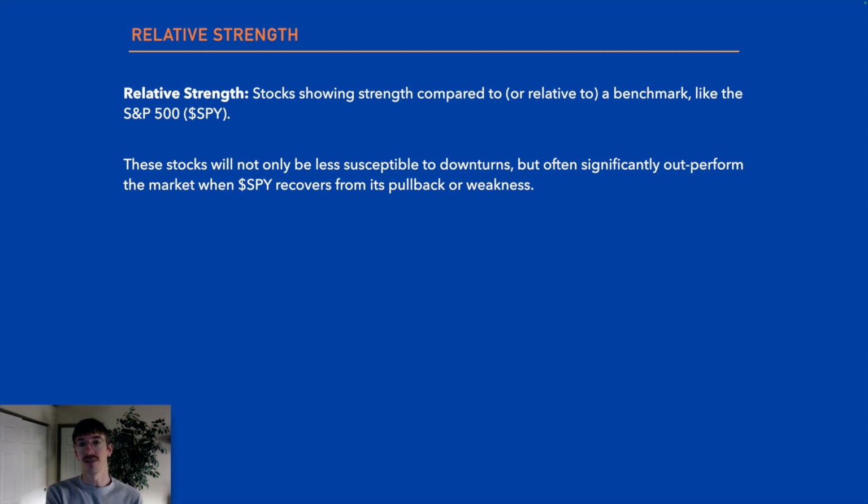We want to find and invest in the stocks that have relative strength because they're not only going to be less susceptible to the downturns in the market, but they're often going to lead the market higher and outperform the market when the S&P 500 or SPY does start to recover from the dip or from the pullback.